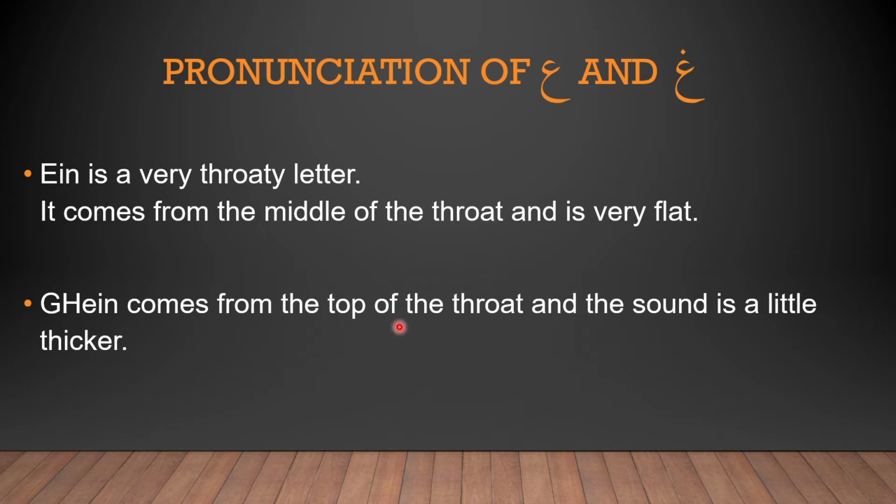It comes from the top of the throat and you have to really practice these two sounds extremely vigilantly. These sounds are unique, and English speakers especially have a hard time pronouncing these two letters. So you really need to pronounce Ein and GHien again and again, and it will be difficult at first, but if you keep on doing it again and again, you will be able to pronounce it perfectly one day, inshallah.